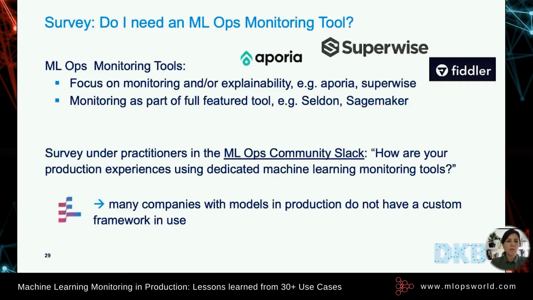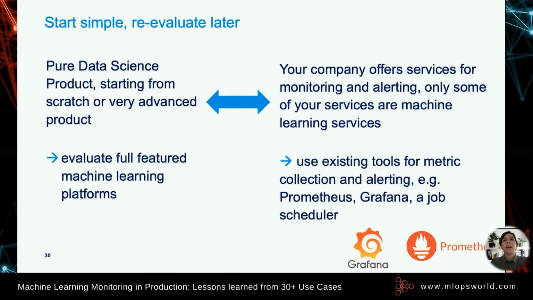What does that mean? I would generally say, if your company already has backend services in use for monitoring and alerting, then you should really use the existing tooling that you have, for example, Prometheus, Grafana, a job scheduler, etc. And you don't need a new tool unless you already are very advanced and you really understand what your requirements are.